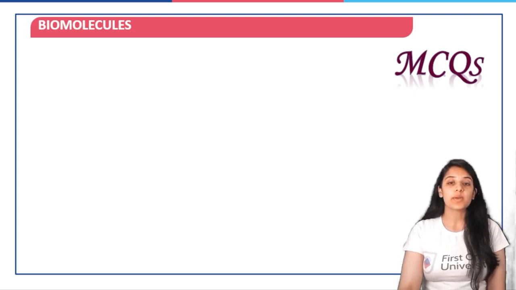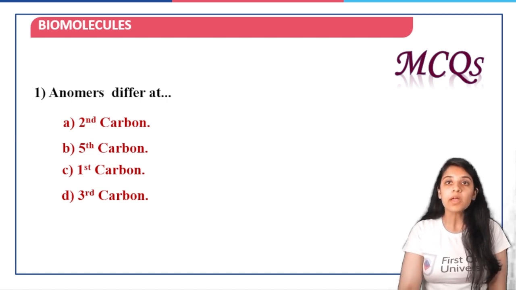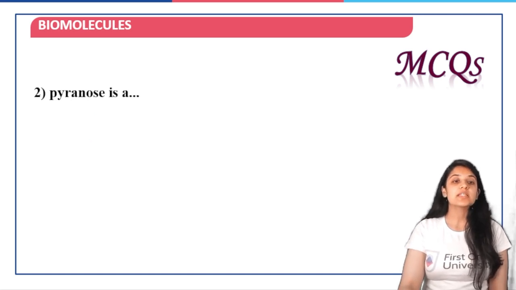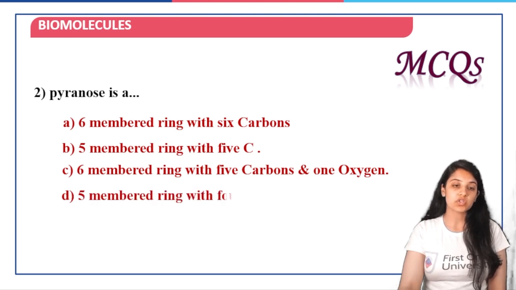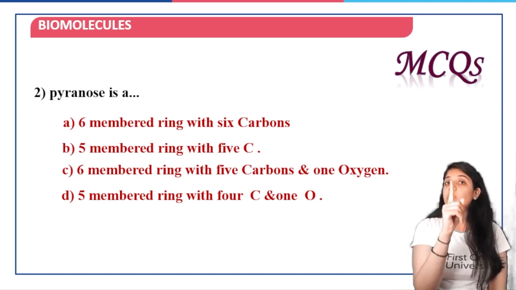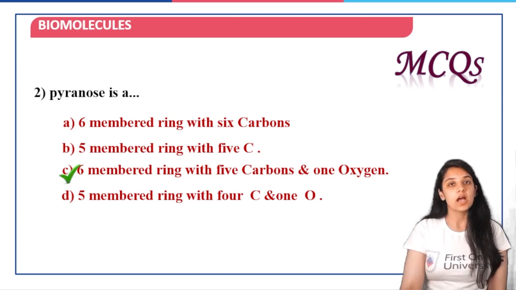Let's quickly have a look at a few MCQs. Anomers differ at the second carbon, fifth carbon, first carbon, or third carbon. When we talk about glucose, anomers differ at only one carbon atom, which is the first carbon atom. So option C is the correct answer. Next question: pyranose is a 6-membered ring with 6 carbon atoms, a 5-membered ring with 5 carbon atoms, a 6-membered ring with 5 carbons and 1 oxygen, or a 5-membered ring with 4 carbons and 1 oxygen. We have already seen that pyranose is a 6-membered ring with 5 carbon atoms and 1 oxygen atom as part of the ring. So option C is the correct answer.